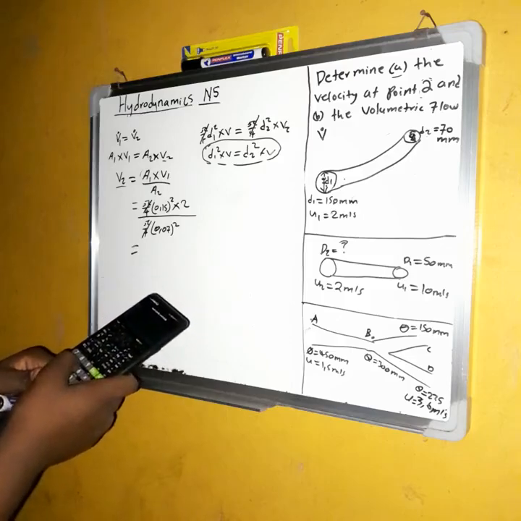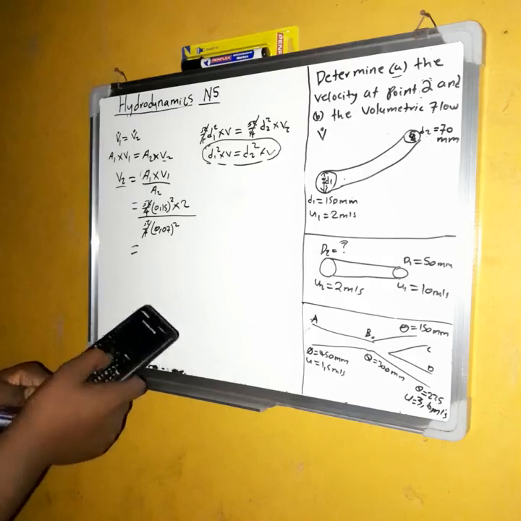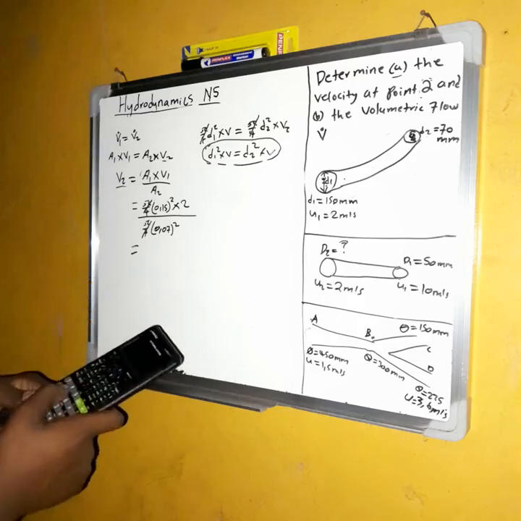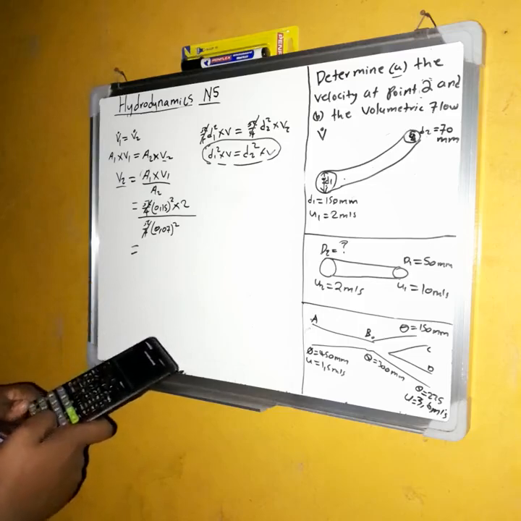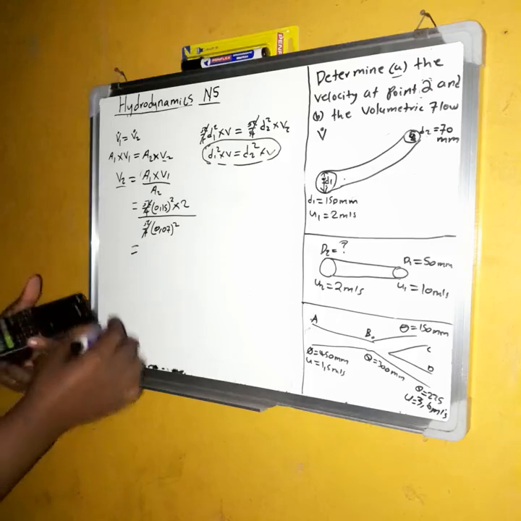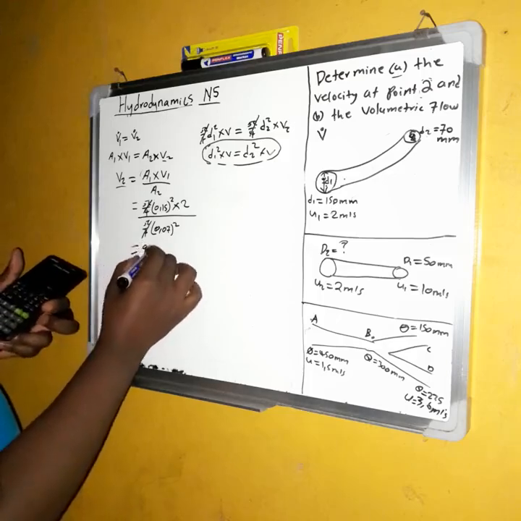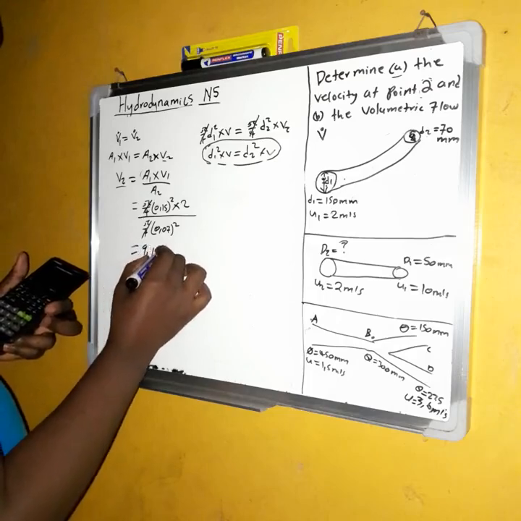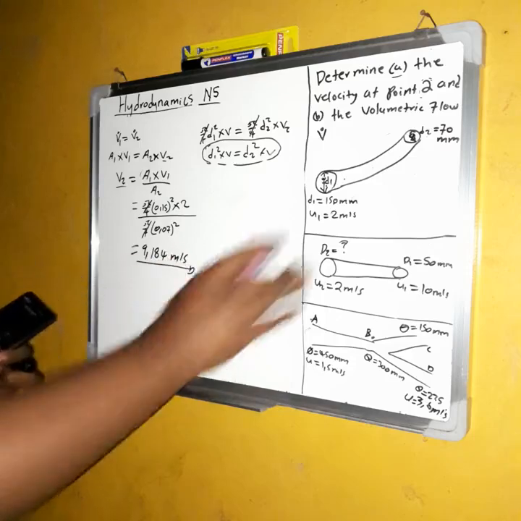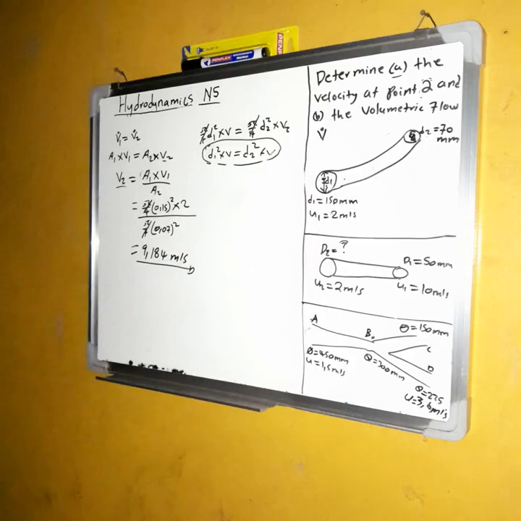You can punch 0.15 squared multiplied by 2 over 0.07 squared, right? You want this velocity, which is 9.184 meters per second. We have the velocity there. You see, it's what it is there. We have this velocity.